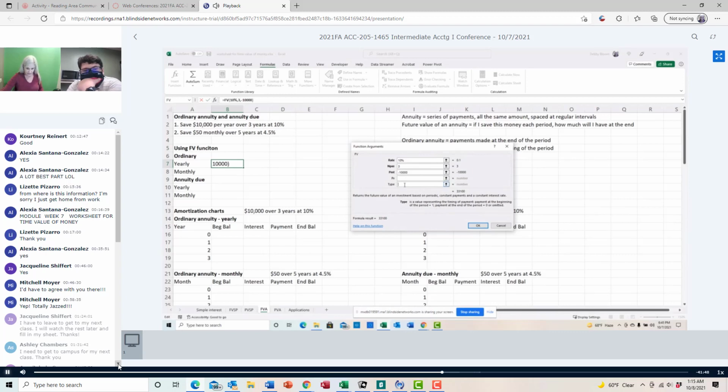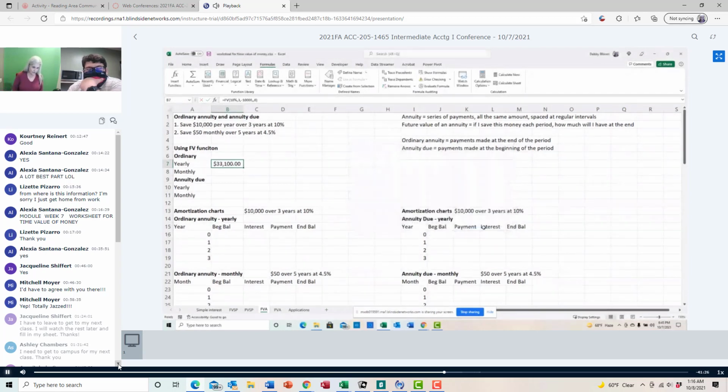And notice if I type in the number 1, the answer is going to change a little bit. But in this one, we want the payment at the end of the year. So we want the type either to be blank, or notice if I type in the number 0, I still get the same answer of 33,100. So the answer to this problem is, if I save $10,000 per year over 3 years at 10%, I'm going to put 30,000 into the fund, but I'm going to wind up with 33,100, which is the principal, what I put into the fund, plus the interest that I've earned.